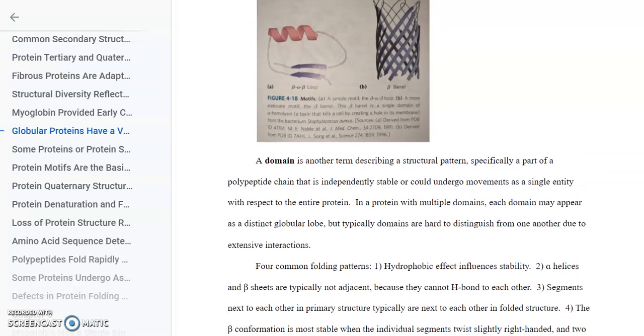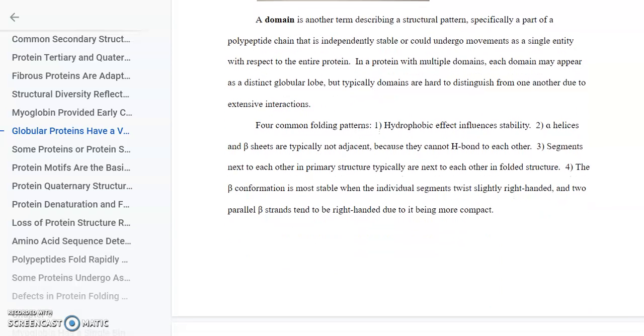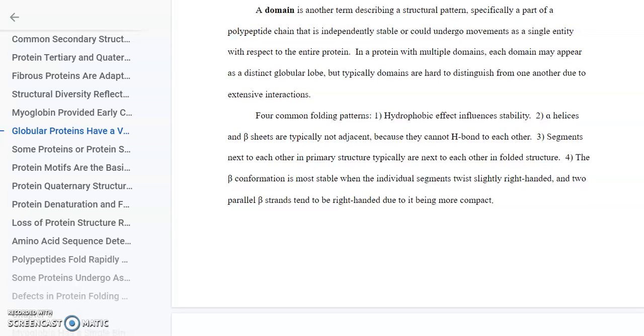A domain is another term describing a structural pattern, specifically a part of a polypeptide chain that is independently stable or could undergo movements as a single entity with respect to the entire protein. In a protein with multiple domains, each domain may appear as a distinct globular lobe, but typically domains are hard to distinguish from one another due to extensive interactions.